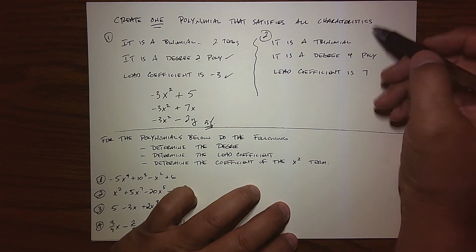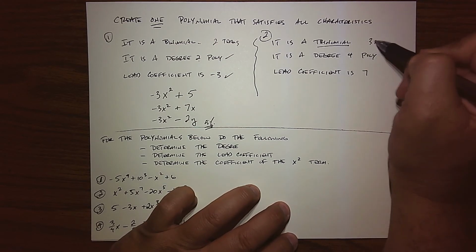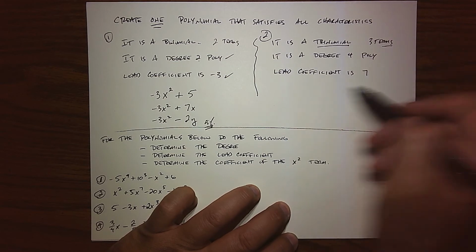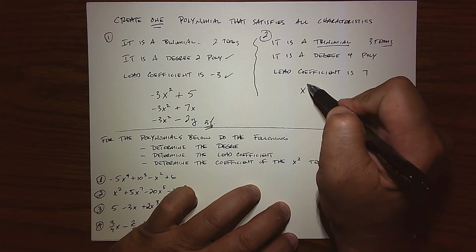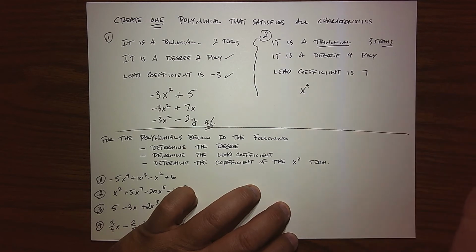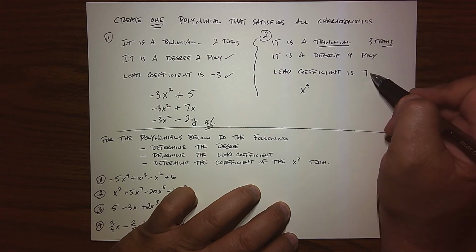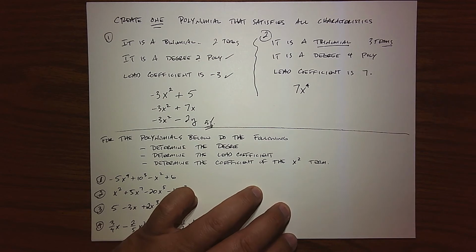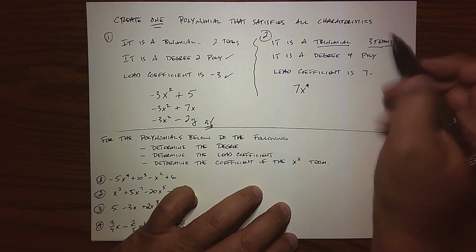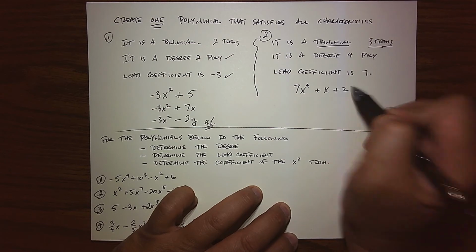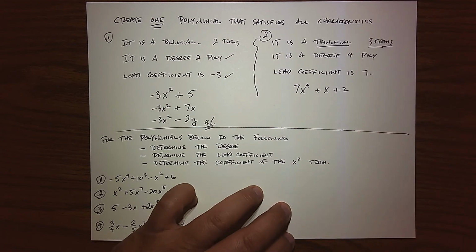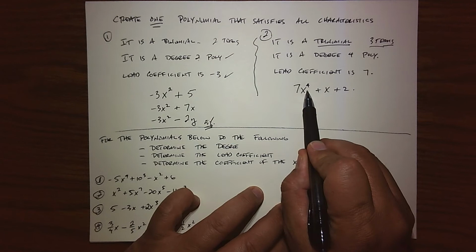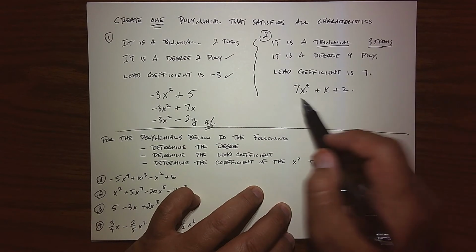Okay. The next one, we're talking about a trinomial. That basically tells us we have three terms. It is a degree 4 polynomial, so no matter what I have, the highest degree term has to be of degree 4. And then the leading coefficient has to be 7. So my first term needs to be 7x to the fourth. Since it's a trinomial, I can basically build any other two terms. So how about I just put plus x and plus 2. Here's a trinomial, three terms, of degree 4, highest degree is 4, with the leading coefficient of 7. And so there's one answer.